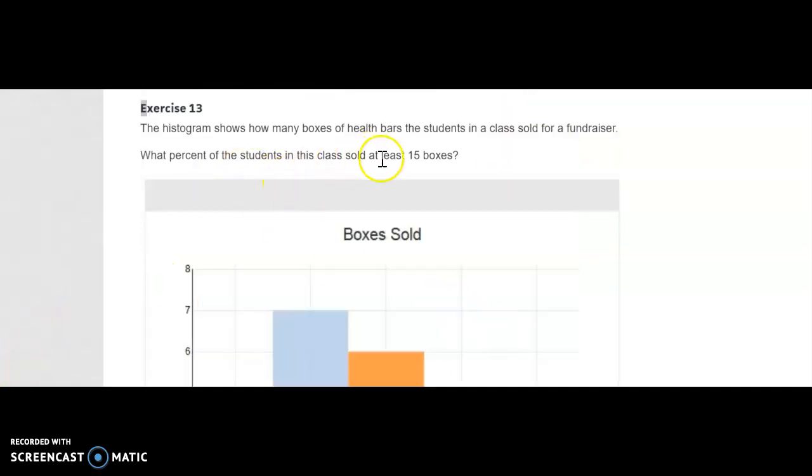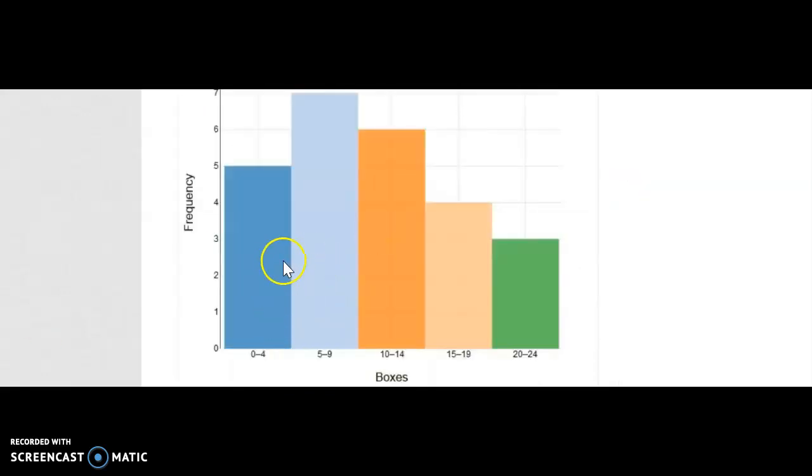Okay, the histogram shows how many boxes of health bars the students in a class sold for a fundraiser. What percent of the students in this class sold at least 15? So this question requires us to do a couple of things. It requires us to find out how many boxes were sold total, then also compare it to the number of boxes that were 15 or more. So let's find out how many boxes were sold total first. So we have 5 plus 7 is going to give us 12, plus 6 is going to give us 18, plus 4 is going to give us 22, plus 3 is going to give us 25. So we have 25 boxes total.